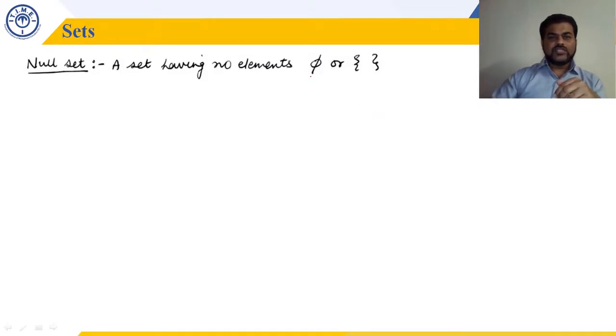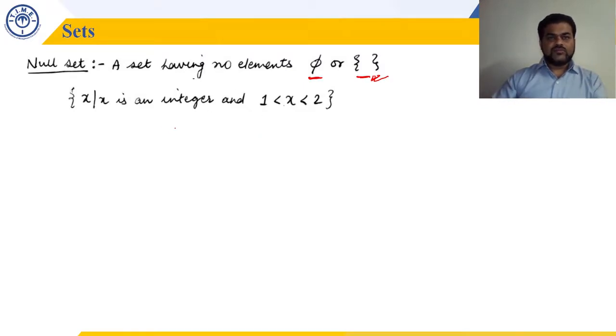It is written like this. It is read as phi, and we can also represent it in this way: we just write two curly brackets and we don't write any element between those curly brackets. That also denotes that it is an empty set. So these are two ways you denote a null set or an empty set.